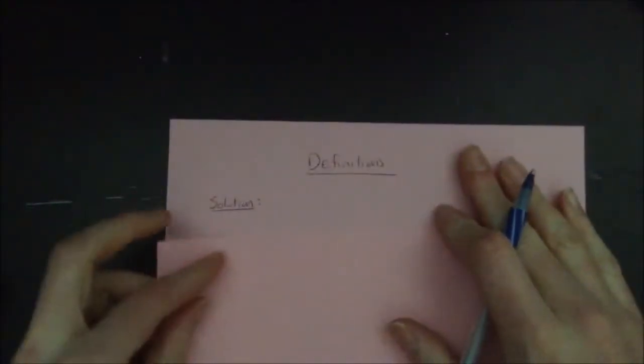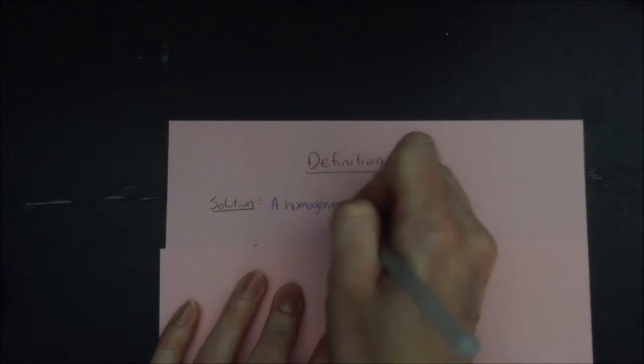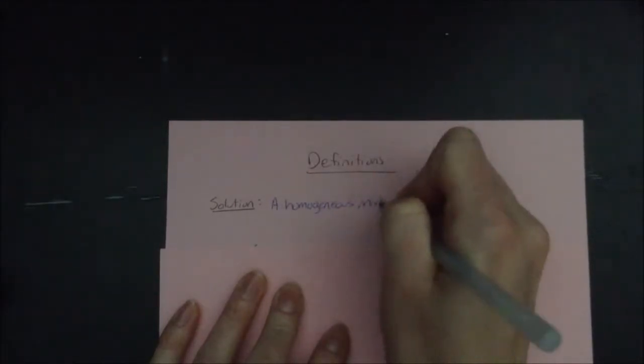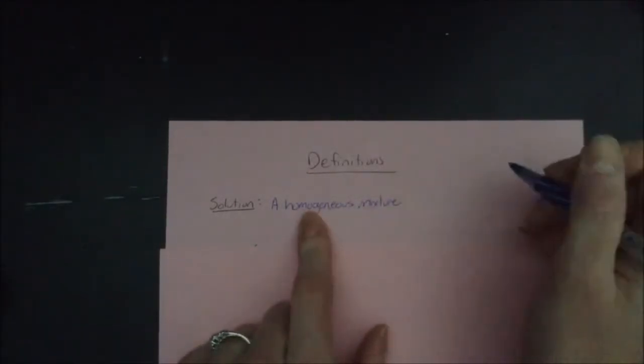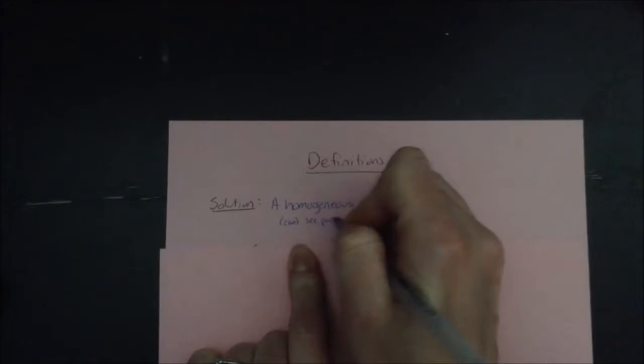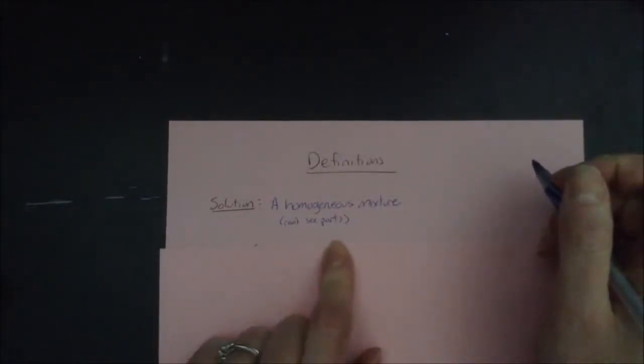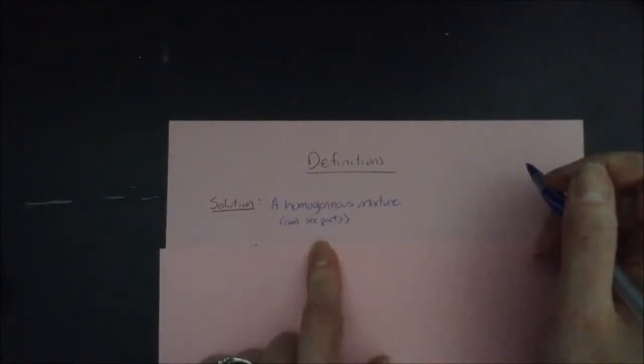And the first definition that we're going to start with is a solution. A solution is a homogeneous mixture. You might remember homogeneous mixture from last semester. In a homogeneous mixture, you can't see the parts. All these samples are uniform. It's uniform throughout, so it's a homogeneous mixture. And in a solution, that is the case.